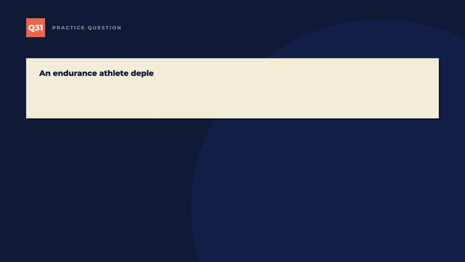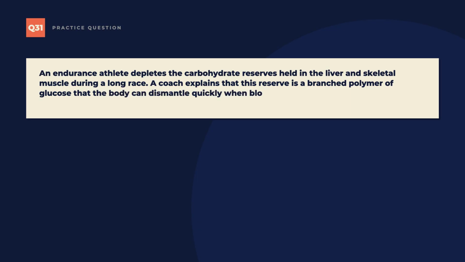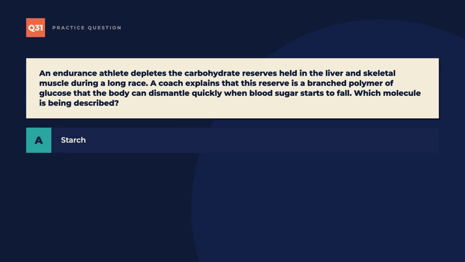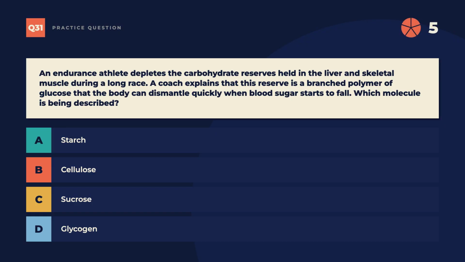Question 31. An endurance athlete depletes the carbohydrate reserves held in the liver and skeletal muscle during a long race. A coach explains that this reserve is a branched polymer of glucose that the body can dismantle quickly when blood sugar starts to fall. Which molecule is being described? Your options are: A. starch, B. cellulose, C. sucrose, D. glycogen. Don't overthink it. Which one feels right?